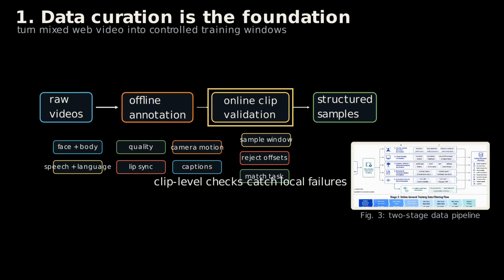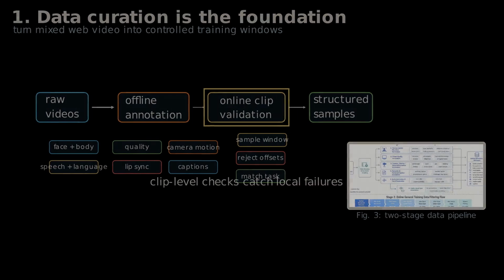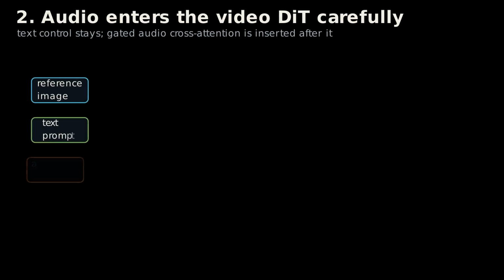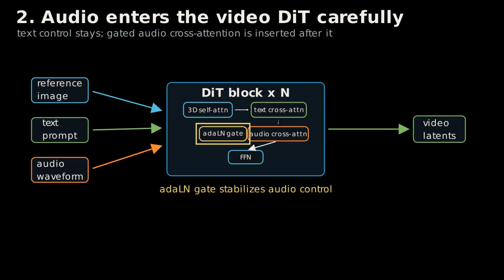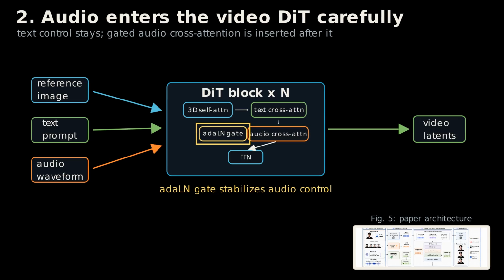The method keeps the LongCat-1 DIT video backbone, but adds audio control in each DIT block. Text cross-attention stays in place. After it, an audio cross-attention layer injects speech cues into the visual tokens. And the small gate before audio attention is important. It lets the model learn audio control without overriding the visual prior too abruptly.